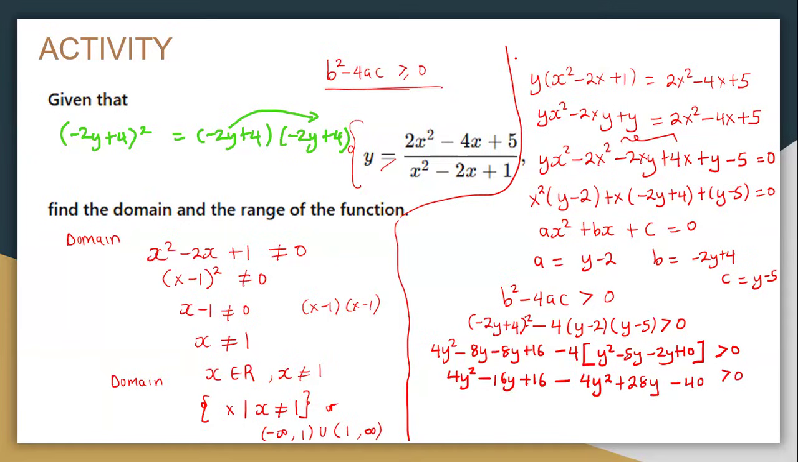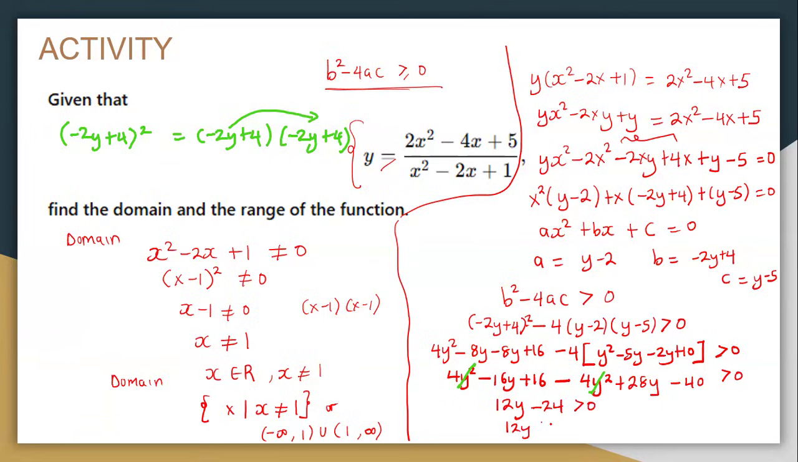Now, when you look at them clearly, you notice that this and this will cancel. So what are we remaining with? I have negative 16 plus 28. Negative 16 plus 28, we end up with a 12. So I'll have here 12y, then 16 and 40, 16 minus 40, we end up with minus 24, greater than 0. So the next thing you do, you continue.